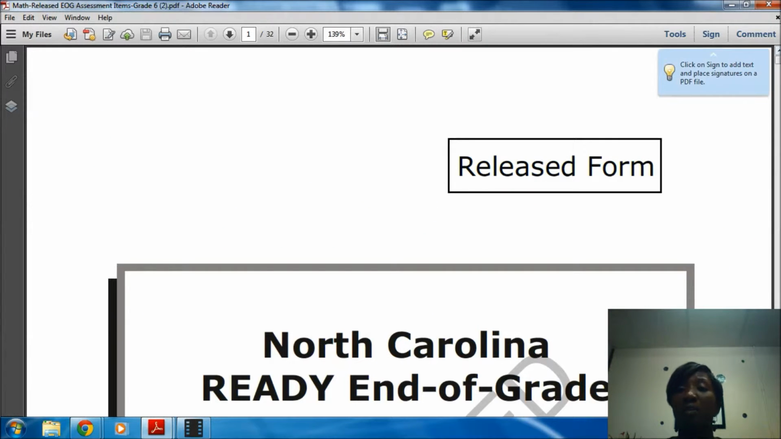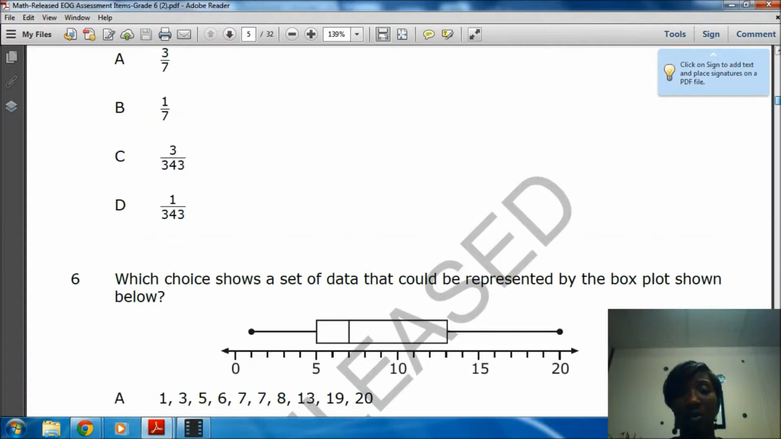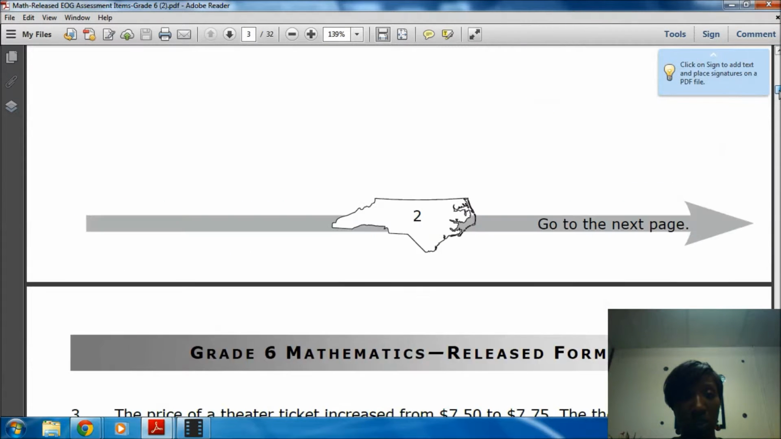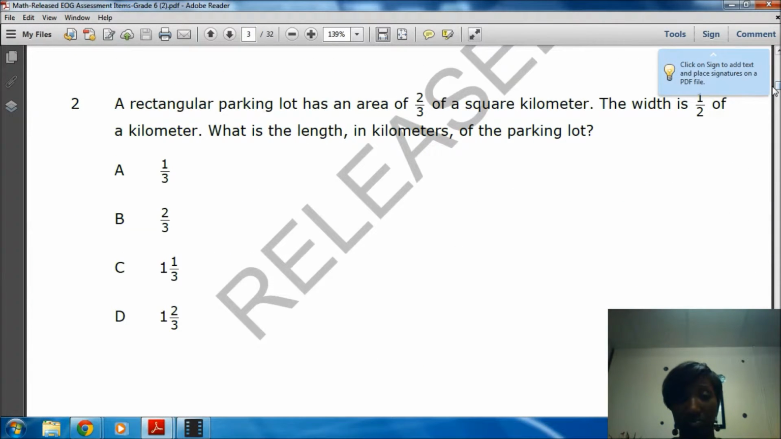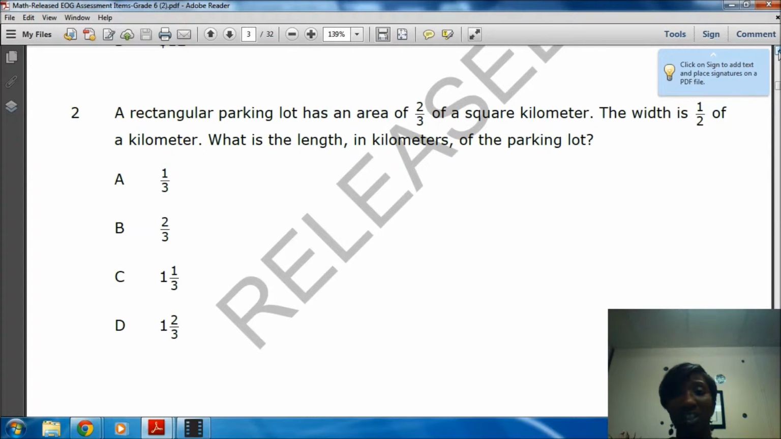So I clicked on the link and I'm opening the document. And I remember seeing number 2 was a question for 6NS1. And again, if you look at this question, it is not just about dividing fractions. They're given a real-world context. A rectangular parking lot has an area of 2/3 of a square kilometer. The width is half of a kilometer. What is the length in kilometers of the parking lot? Okay, so we see where students need to use that division. And again, making those visual models will make this a little more understandable for the students.